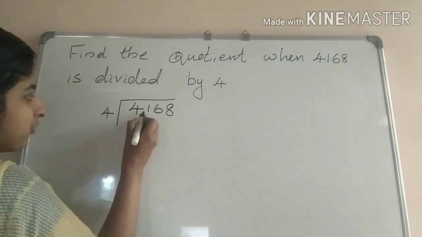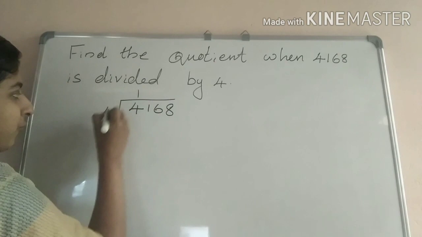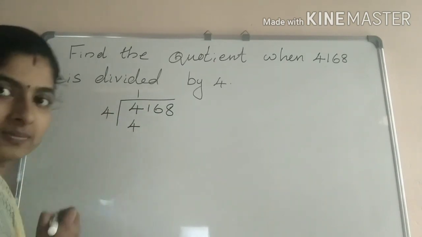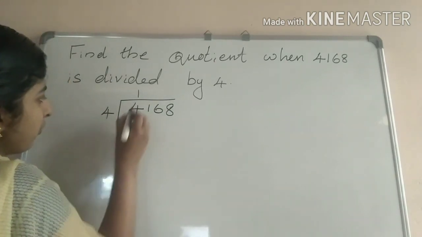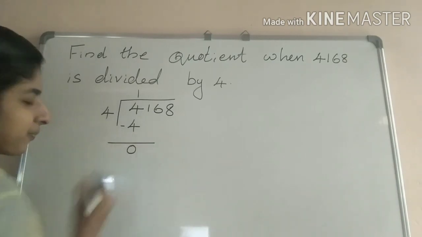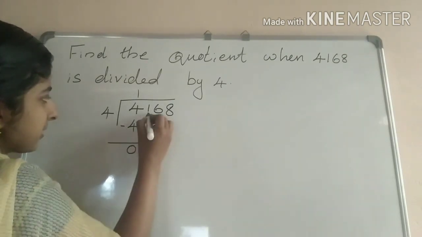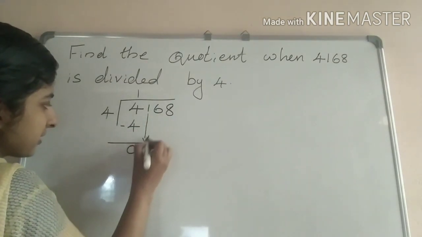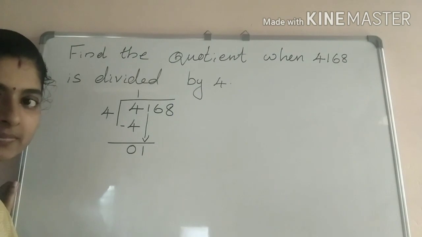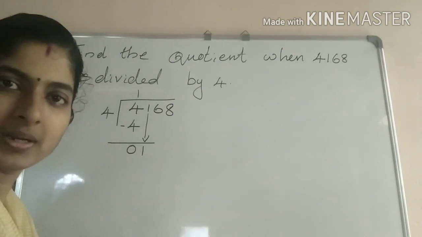First we take this 4. How many times? Only one time. 1 4 is 4. See, 4 minus 4, answer is 0. Okay, then we take this 1 here. 1 divided by 4. Is it possible?